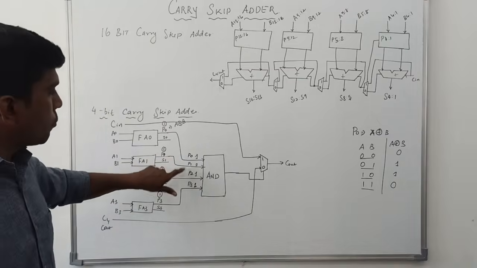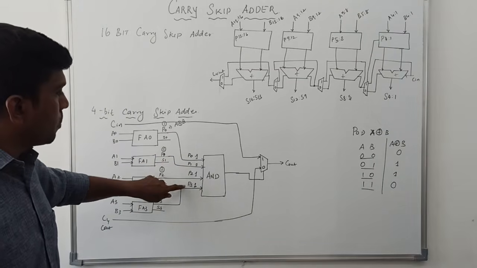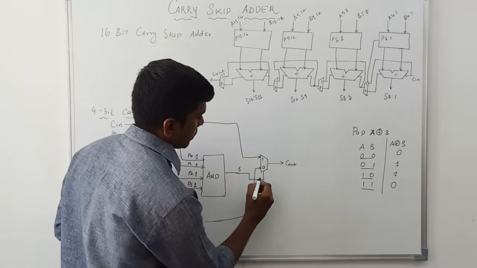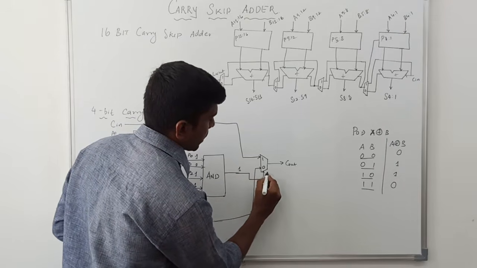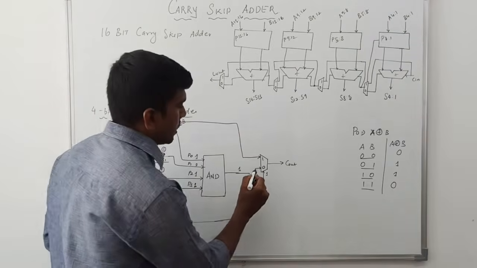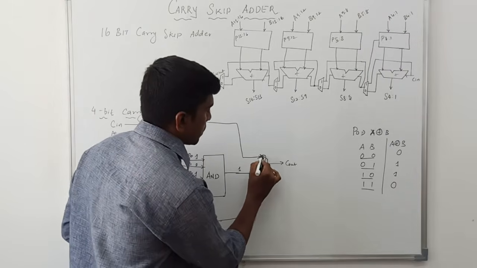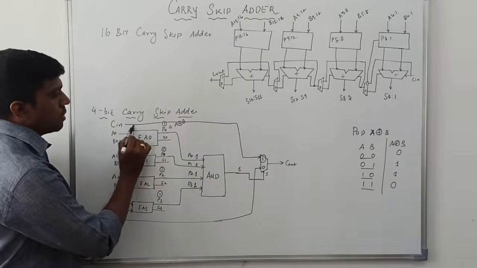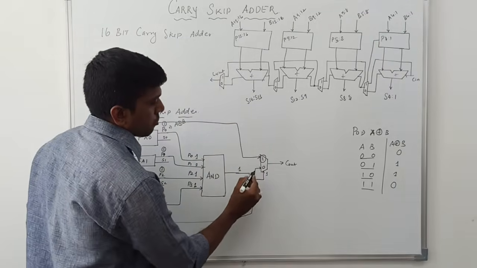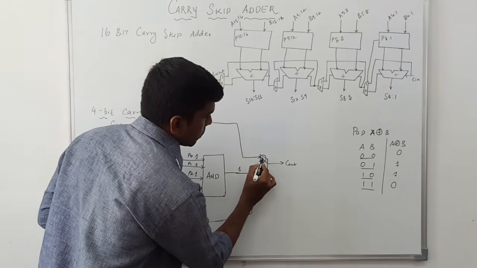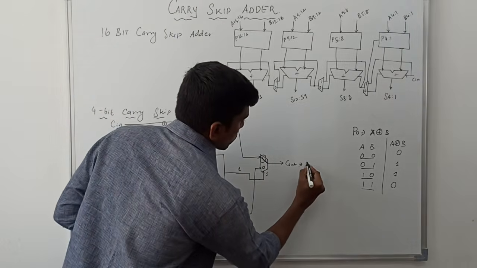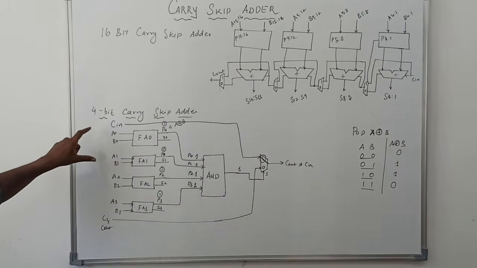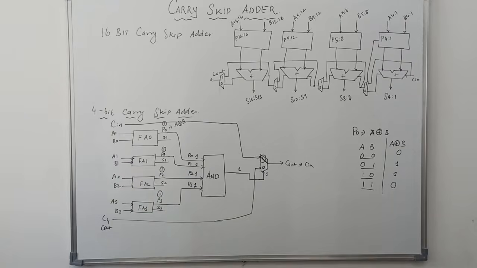So here all the 4 bits, P0, P1, P2, P3, are set to 1. So the output of the AND gate is 1. This 1 is given to the selection line of the 2:1 mux. In this case, the first input pin is selected to output. So C in value is connected to the first input of mux, and this line is connected to output. So C out equals C in. This is the basic operation of 4-bit carry skip adder.